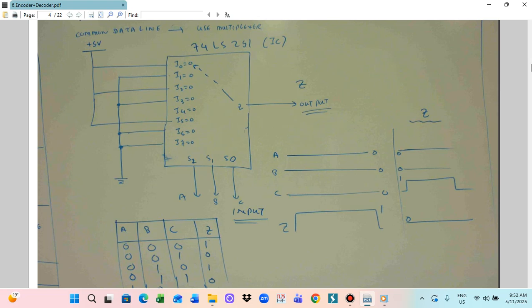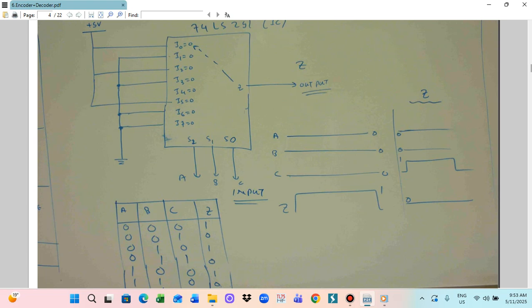I1, I3, I6, I7, all are combined and joined to the ground. This means the voltage of 5 volt is connected to I0, I2, and I5, and I1, I3, I6, and I7 are connected to ground. After that, the data line will be 3 lines, ABC, and the output will be Z. So we can draw it as a table diagram.